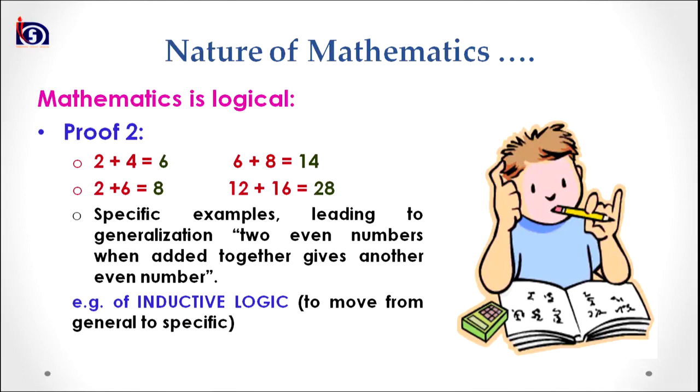How can we draw a generalization from these specific examples? If we are drawing a generalization from specific examples, we are using inductive logic, that is, we are moving from specific to general. We can draw an inductive logic or a generalization from these examples: two even numbers when added together give another even number. So, mathematics is invariably logical in its nature.